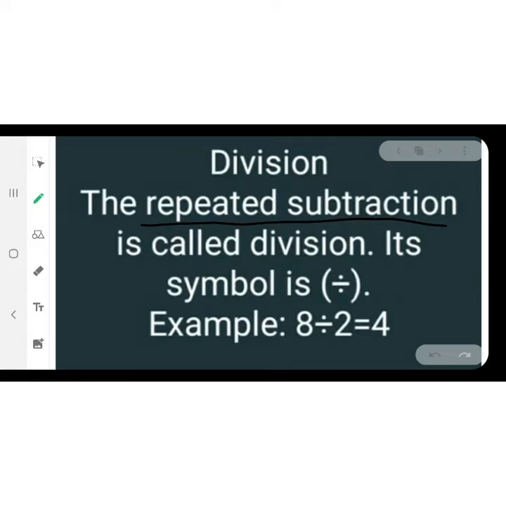For division you can see the symbol over here, and 8, if it is divided by 2, so we have to read the table of 2 and we have to reach up to 8. So 2 4s are 8. So the answer we will get is 4.